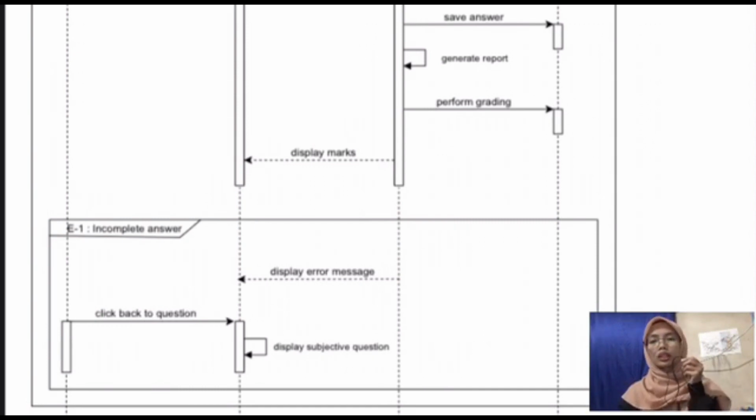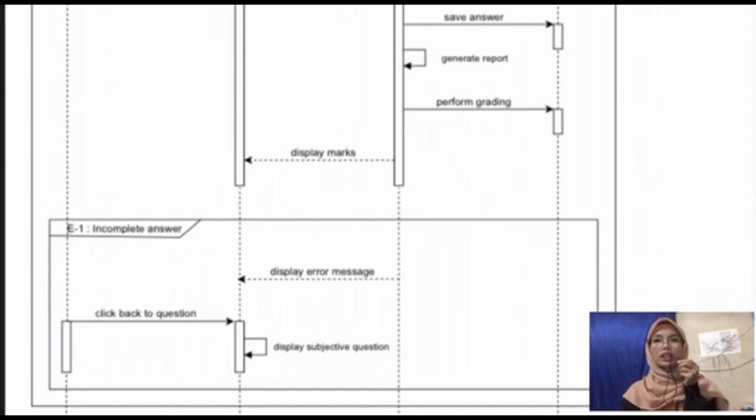If the student clicks subjective question, then quiz manager will check the subjective question and get the subjective question from the system. Then it will display subjective question. Then student needs to click answer subjective question.